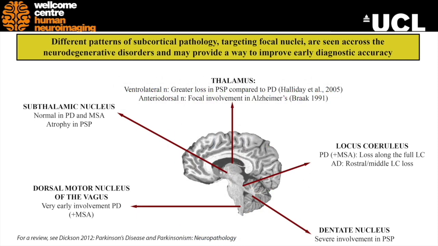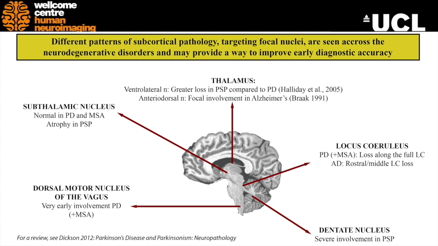And why is this important in neurodegeneration? Well, we know that different diseases have different patterns of subcortical pathology and often target quite discrete focal nuclei. And this may well provide ways to improve early diagnostic accuracy. And I've annotated a few on this figure here.